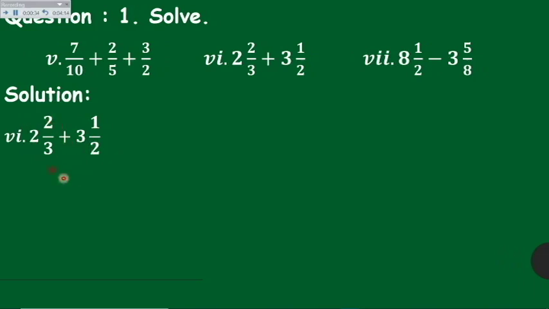I already told you at the beginning. First we need to convert the mixed fraction into the improper fraction. Here we have both fractions in mixed form, so first I will convert these fractions into improper fractions. After converting, 3 twos are 6 plus 2 is 8, 3 twos are 6 plus 1 is 7. Here we will get 8 upon 3 plus 7 upon 2.